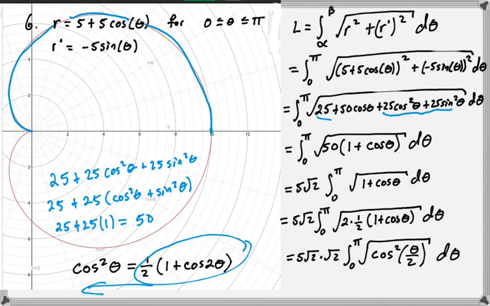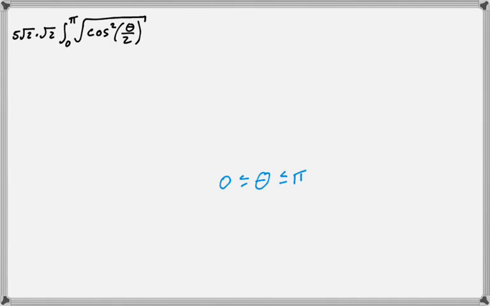All right, now we have a quantity squared under a square root: cosine squared of theta over 2. The theta over 2 would be between 0 and pi over 2. The cosine is positive in quadrant 1, so the square and the square root would undo each other. So let's write that down. We had theta between 0 and pi, so theta over 2 is in quadrant 1, and the cosine is positive in quadrant 1.